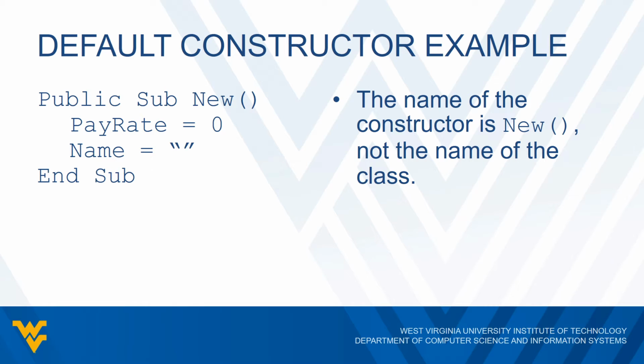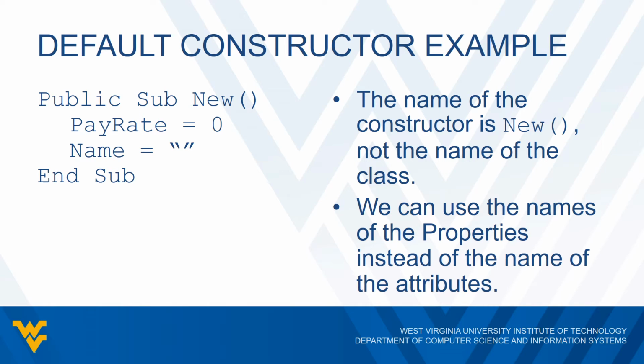The other thing I should mention is that we can use the names of our properties instead of the names of the attributes. So what we're doing here is, even though we're setting pay rate to 0, that pay rate is the property pay rate, not the underscore dblPayRate from our attribute. So what this does is it's actually going to call our set operator for pay rate, and it's going to store the value 0 for our pay rate attribute.